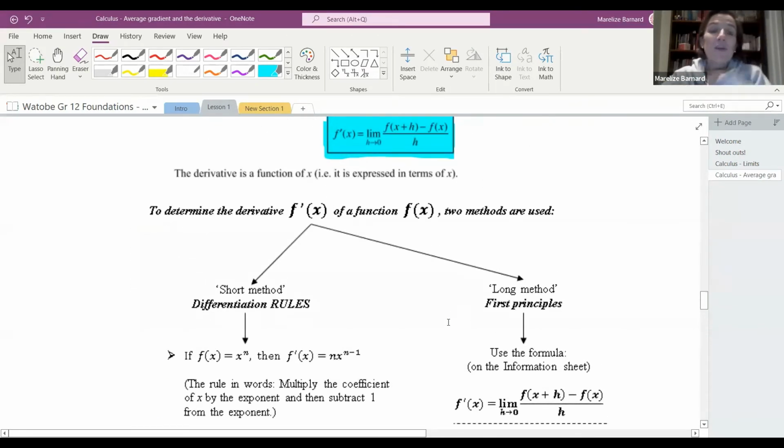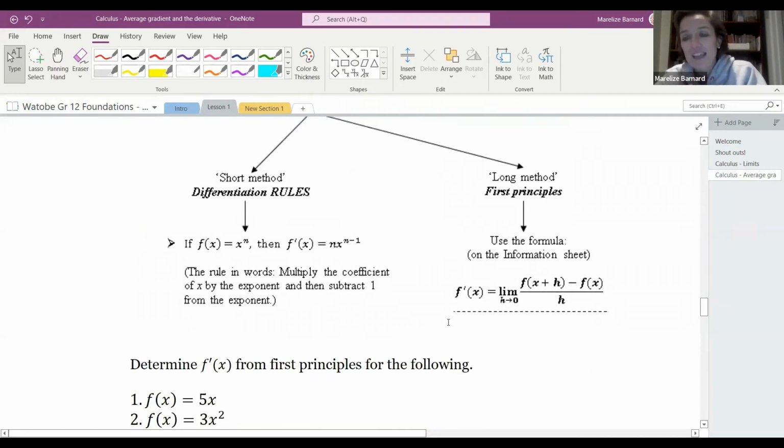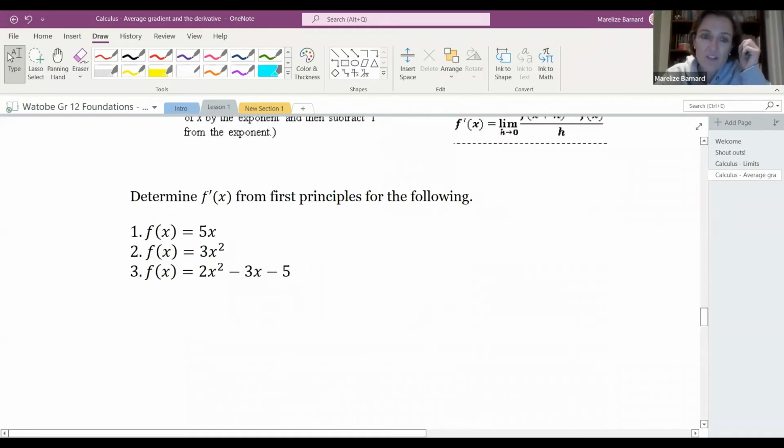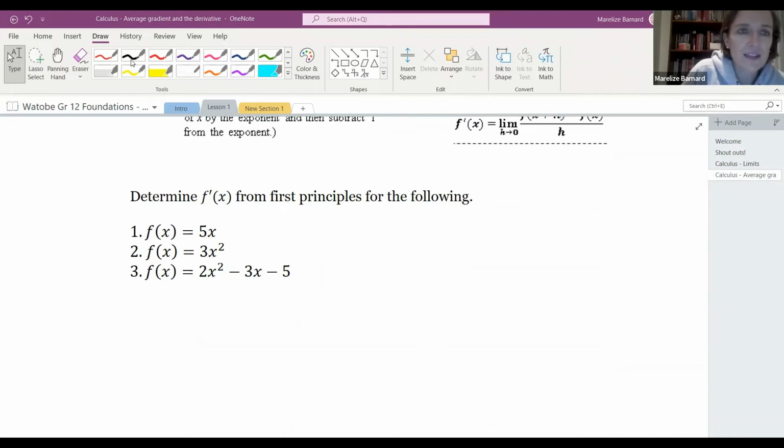Okay, so we're going to visit the short method rules in our next lesson. For today we're just going to get through this long method, the first principles rule that we use. And we're going to start off slowly with the first one over here, f of x is 5x. The question says determine f dash x. So that's how you say it, f dash x.